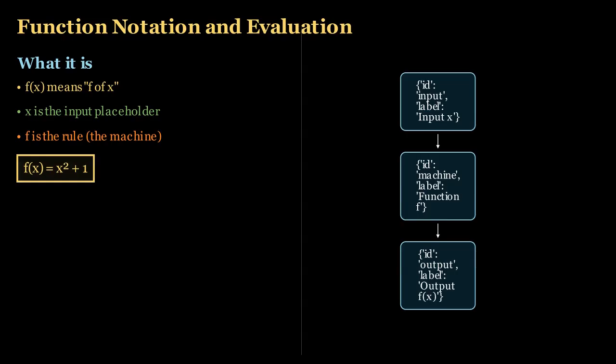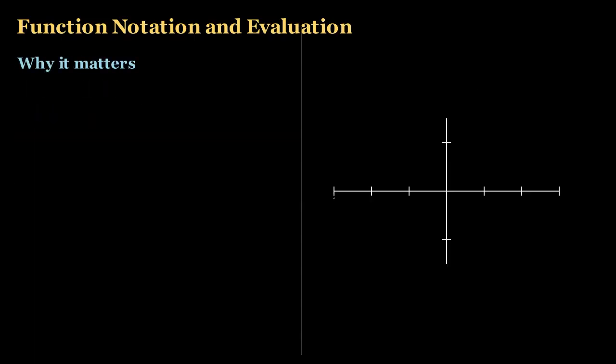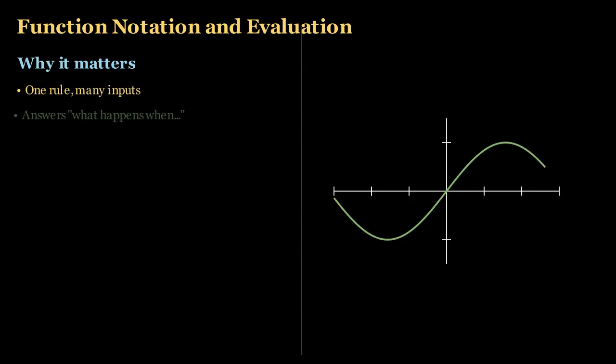Why do we bother with this f of x notation? Because a function is a general rule that works for any input. We don't want to write a new sentence for every single number. If I say the rule is square the input and add 1, that's a mouthful. But if I write f of x equals x squared plus 1, I've captured the whole rule in one line.